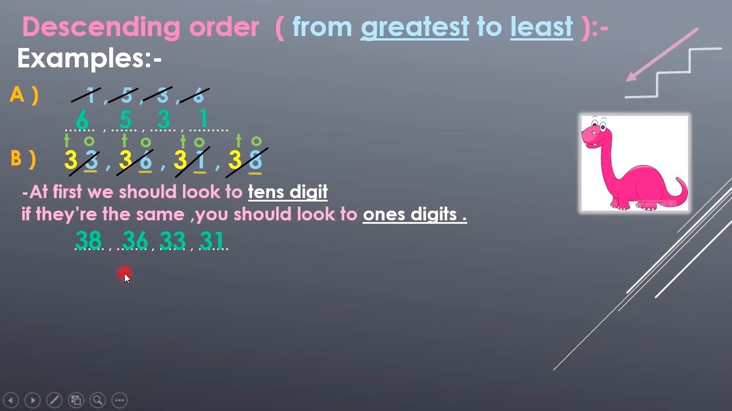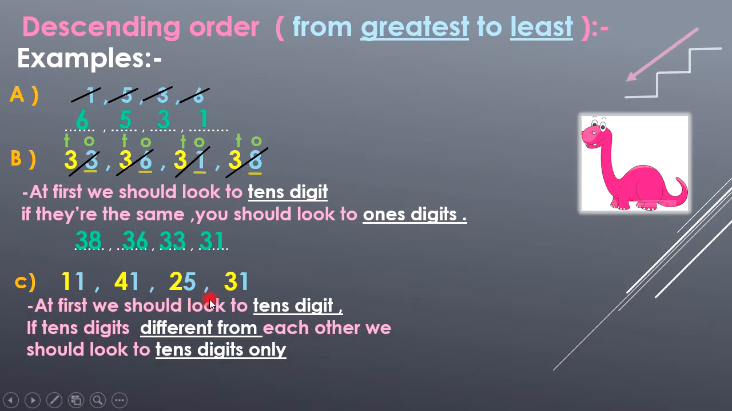Let's see another example. Example letter C. I have 11, 41, 25 and 31. Okay, that's two-digit numbers. So I have some steps to do. At first we should look to the tens digit. If the tens digits are different from each other, we should look to tens digits only. Okay?